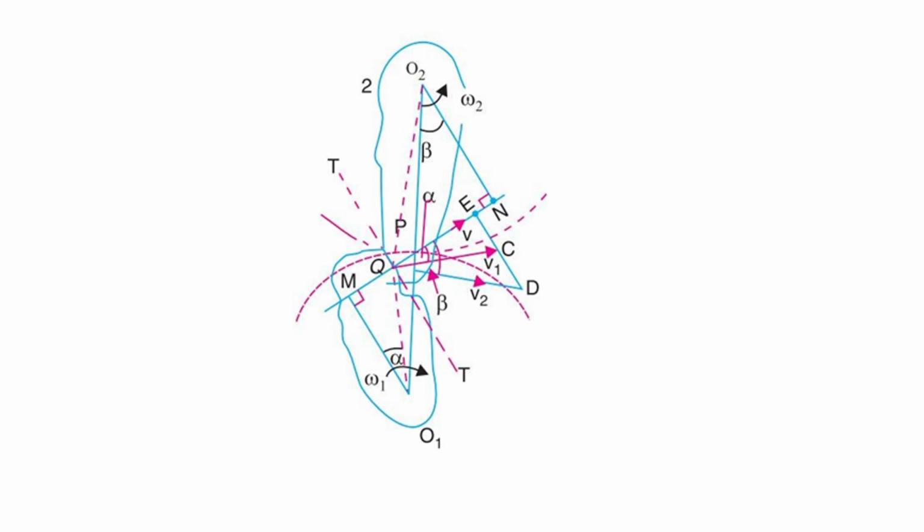A little consideration will show that the point Q will be moving in the direction of QC when it is considered as a point on wheel 1, and in the direction of QD when it is considered for wheel 2. So V1 and V2 are the velocities of point Q on wheels 1 and 2.